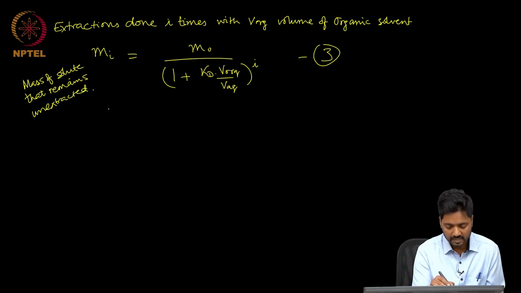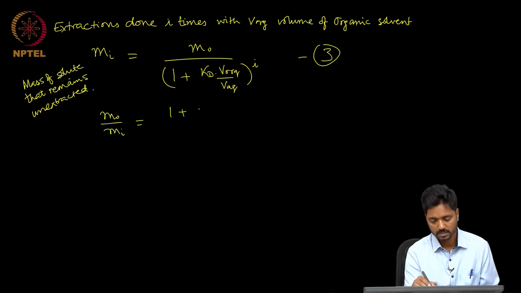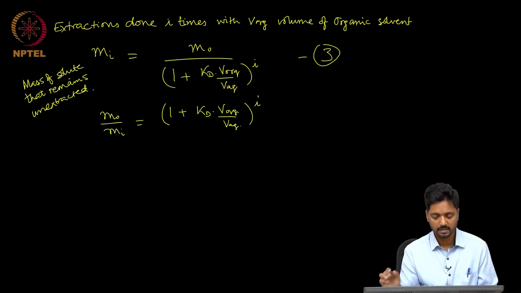Now, we can rewrite this as m naught by m I is equal to 1 plus k d V org by V aqueous, to the power of I.